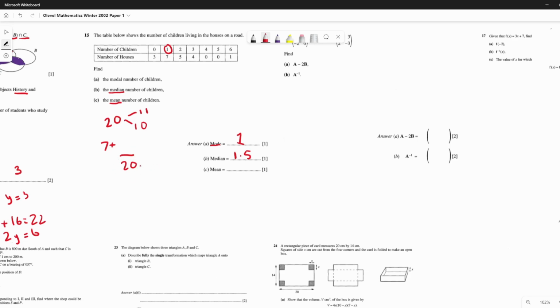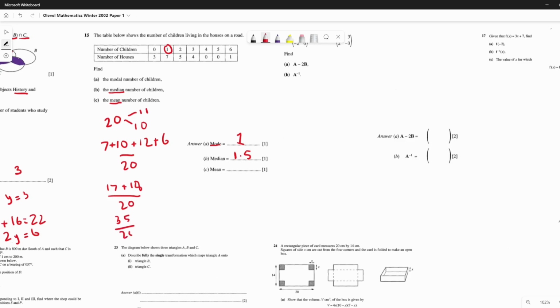So this is the total number of houses, and that way we'll have the average number of children in the houses. So total number of houses is 20, and now we're getting the total number of children. 5 into 2 is 10, so there's 10 children there. 4 into 3 is 12, so 12 children here. And lastly, 1 into 6 is 6, so this would be 7 plus 10 plus 12 plus 6 over 20, again, which is 35 over 20.